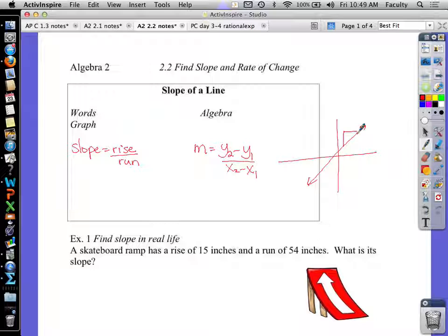So in example 1, if you have a skateboard ramp that has a rise of 15 inches and a run of 54 inches, if slope is rise over the run, that's 15 over 54. You reduce it, and 3 goes into both numbers, so it's 5 over 18. That's a pretty cute skateboard ramp, isn't it?